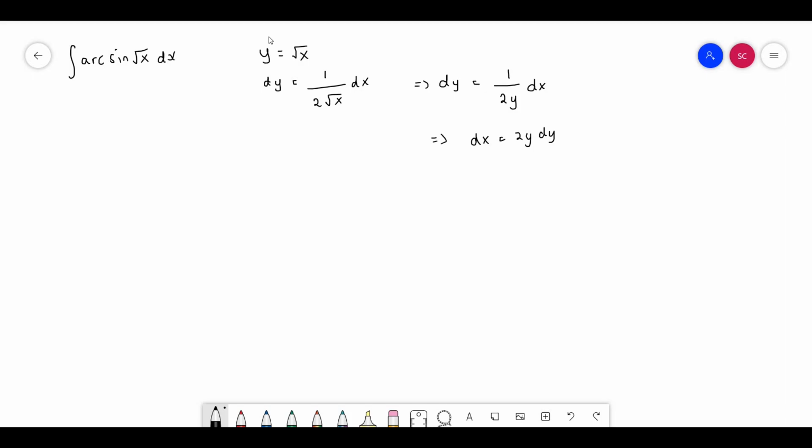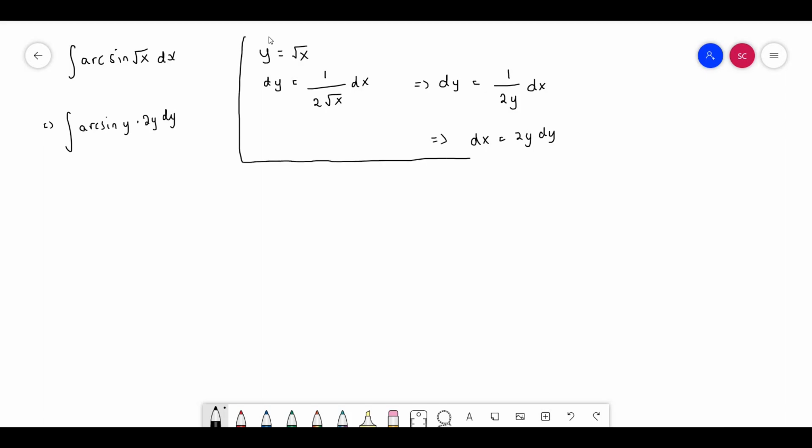Okay. So now what we can do is plug this in for dx. Just rewrite this, and we get the integral of arcsine of y times 2y dy. Okay, so this is pretty similar to the first one, except now we can't use u sub again, but what we can do is use integration by parts, right?